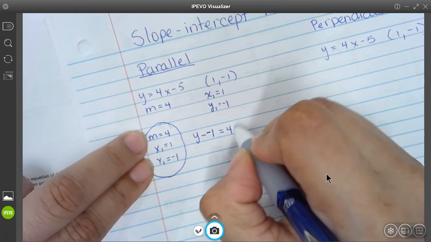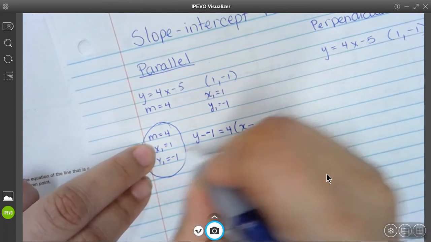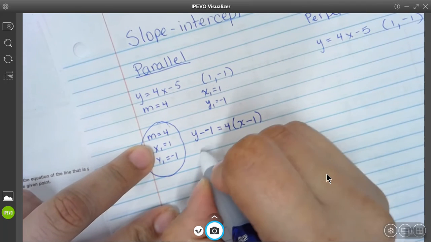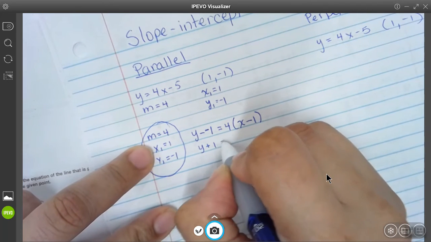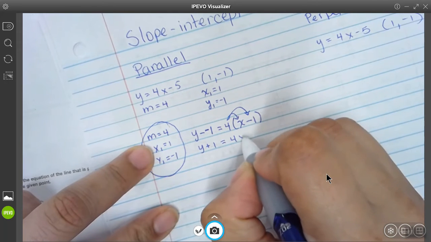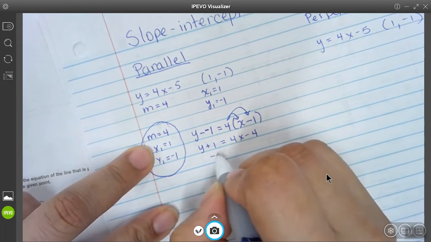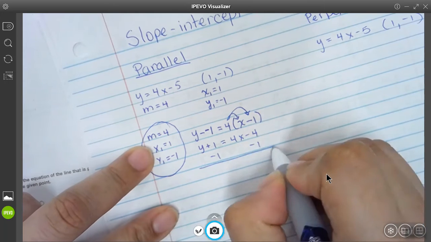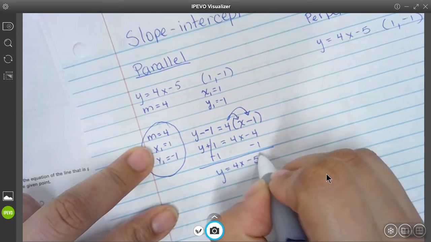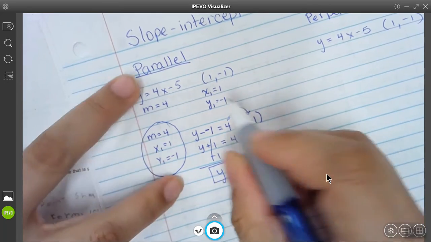Equals 4 times (x minus 1). All right, this minus a negative 1 becomes a plus, and I distribute the 4. This is 4x minus 4. So now I'm just going to move the 1 to the other side. y equals 4x minus 5. This is the equation of the line that is parallel.